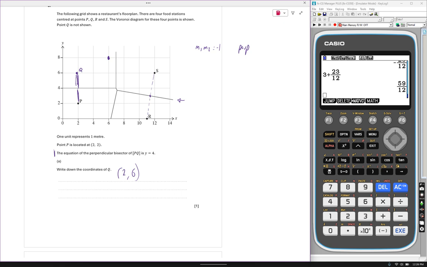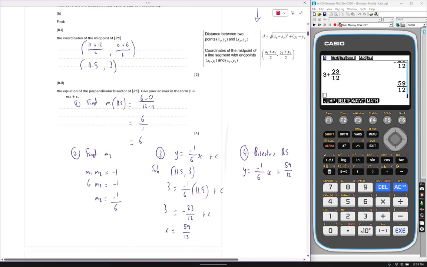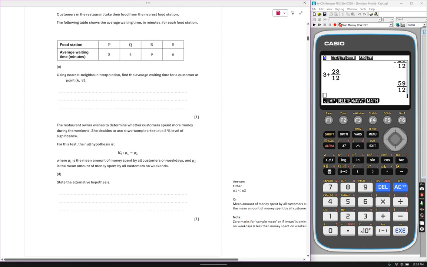(6, 8) is closest to Q. So back down here, (6, 8) is closest to Q. That means that the average waiting time is going to be 4 minutes. So we could say nearest to Q, therefore 4 minutes on average. Okay, that one's only worth 1 mark, so you get a point for saying it's closest to Q, so 4 minutes.